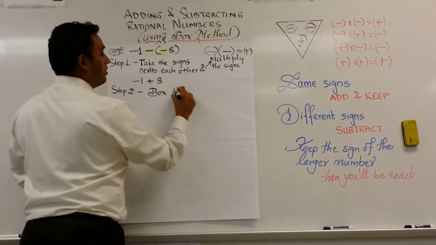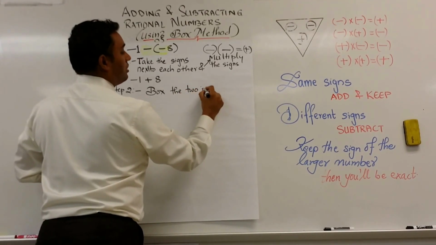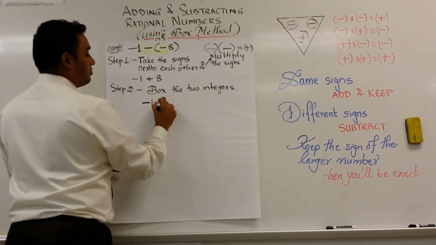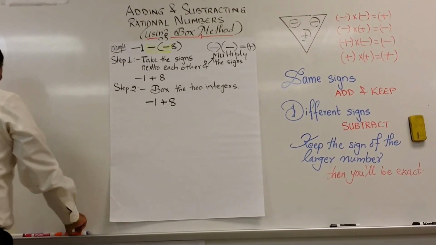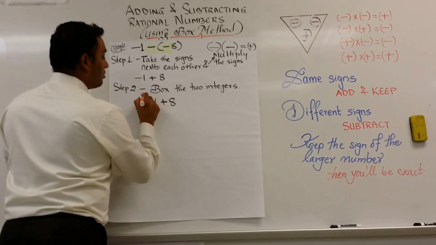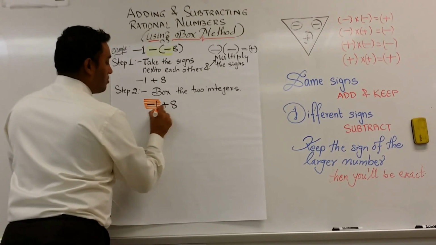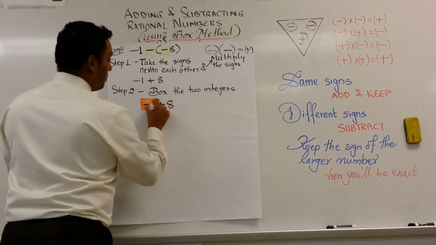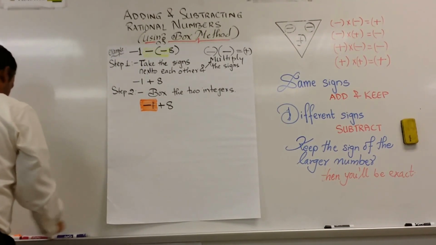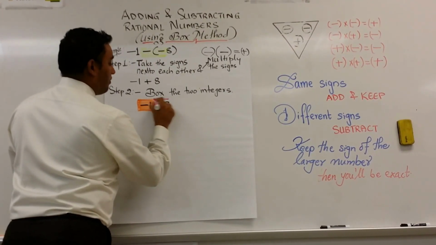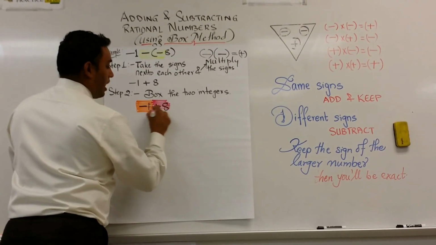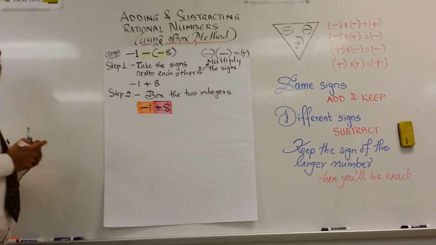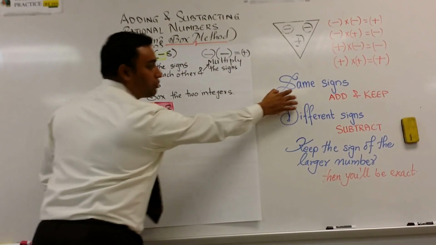So step 2 will be box the two integers. I'm writing integers over here because these are integers. To box it, I'm just going to color them out. So -1 will be one of my boxes, so that way you understand this. And the other box, I have positive 8. Remember, I did not say add 8 or plus 8. I said positive 8.